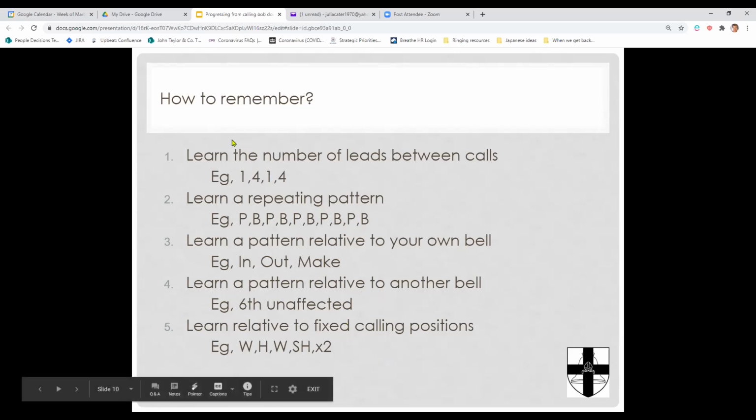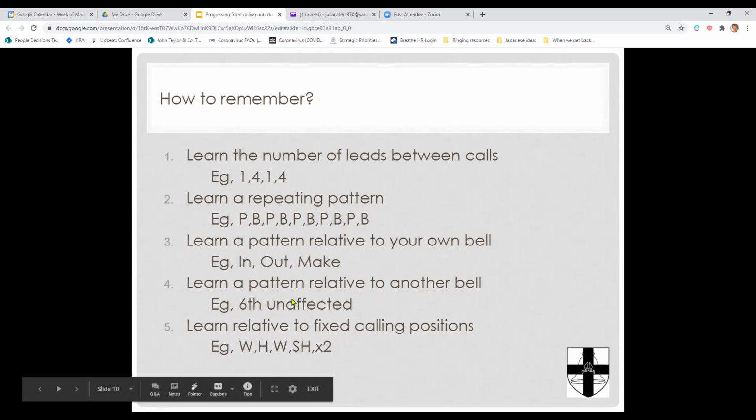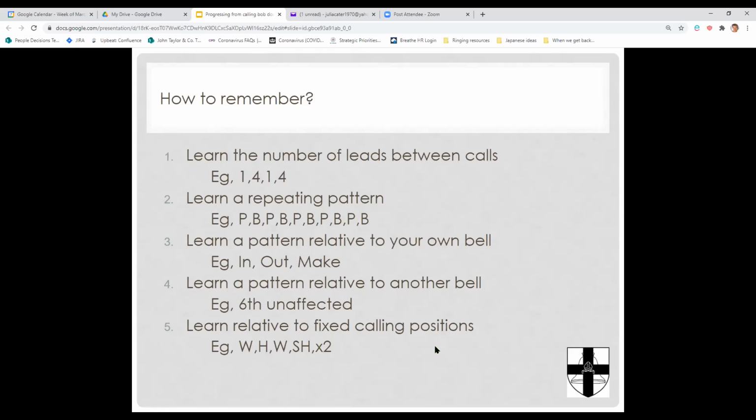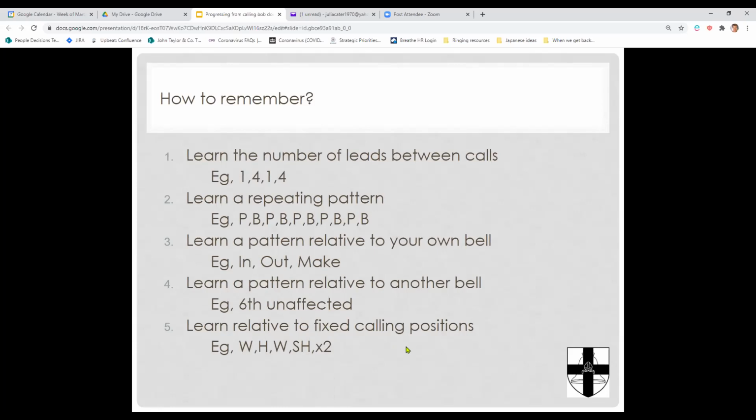And all of those 1 to 4 are stuff that we've been referring to in bob doubles, and they apply in the same way in bob minor. And then this, number 5, is a new concept which applies to bob minor. We don't really talk about it in bob doubles, and that's to learn where the calls are relative to fixed calling positions. And the most common ones are wrong and home, wrong, and single home, repeated. We looked at that one, didn't we, for example?